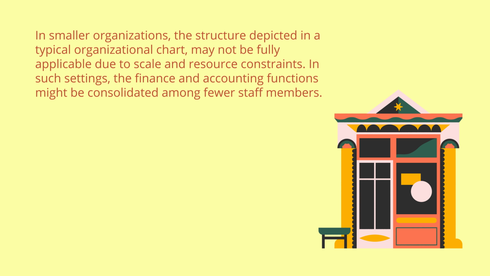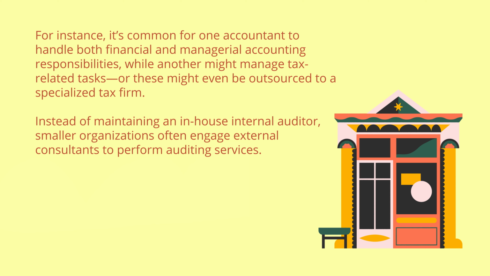In smaller organizations, the structure depicted in a typical organizational chart may not be fully applicable due to scale and resource constraints. In such settings, the finance and accounting functions might be consolidated among fewer staff members. For instance, it's common for one accountant to handle both financial and managerial accounting responsibilities, while another might manage tax-related tasks, or these might even be outsourced to a specialized tax firm.